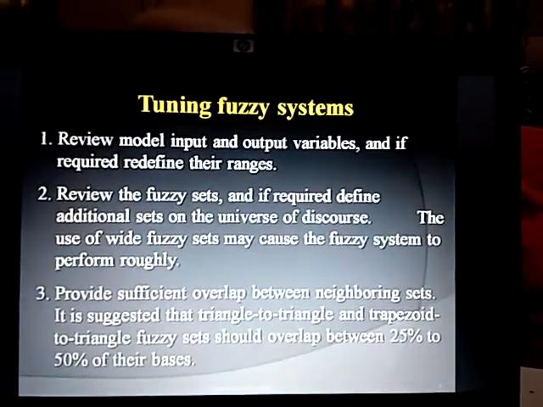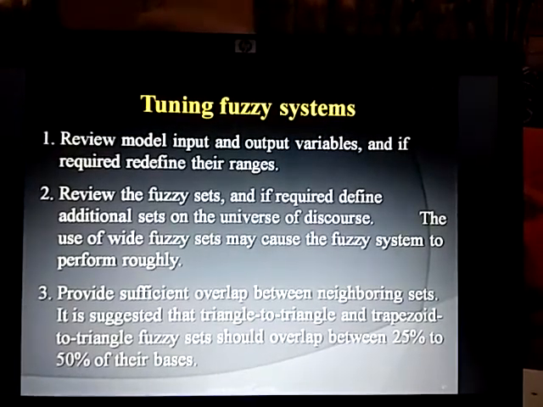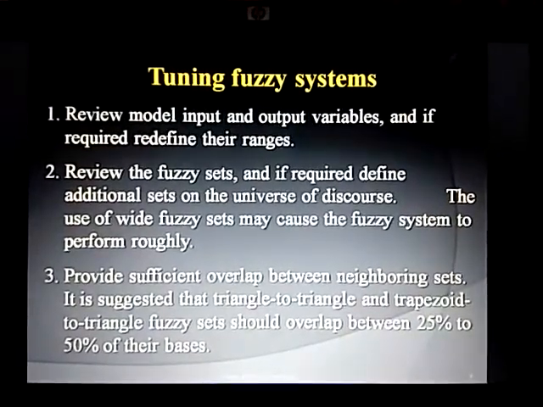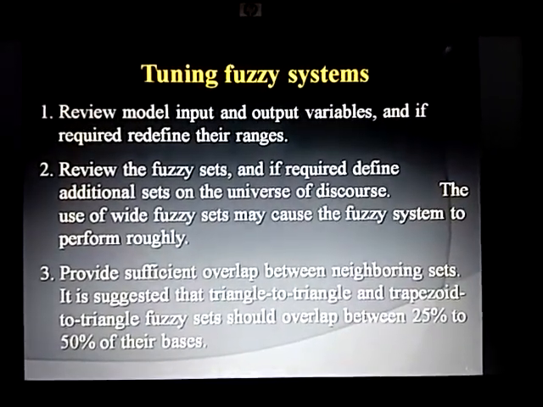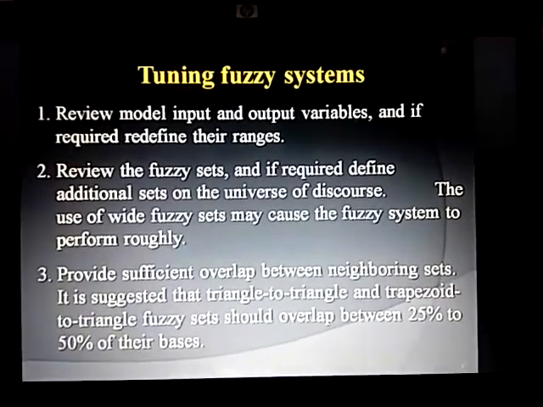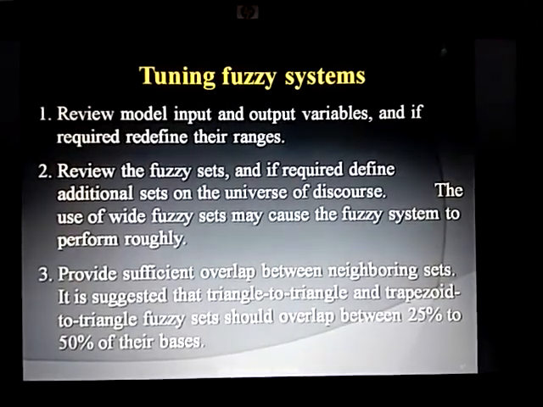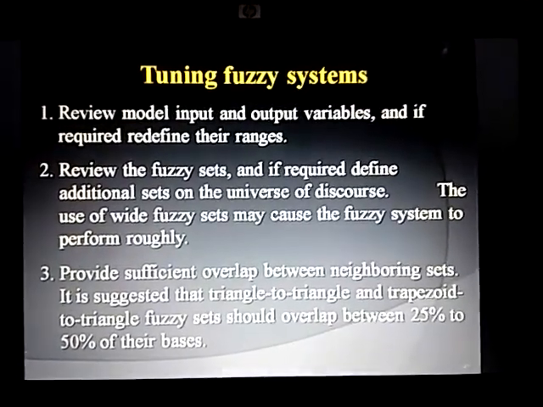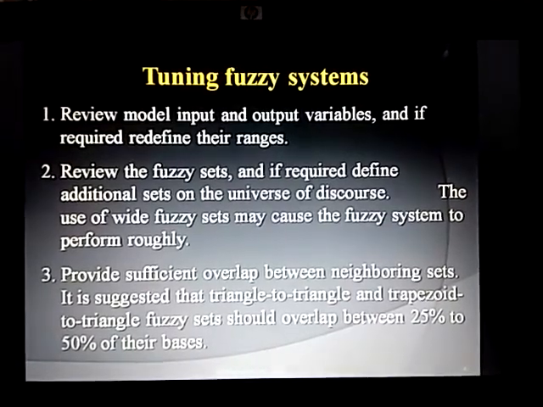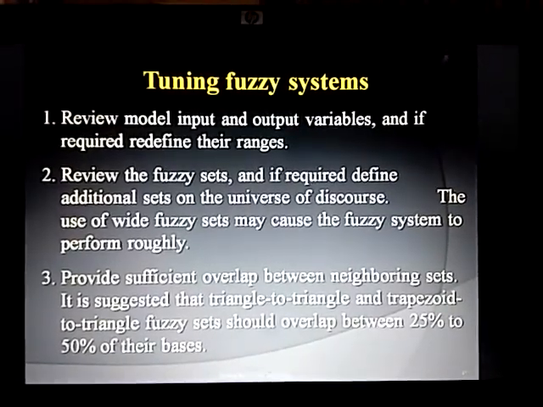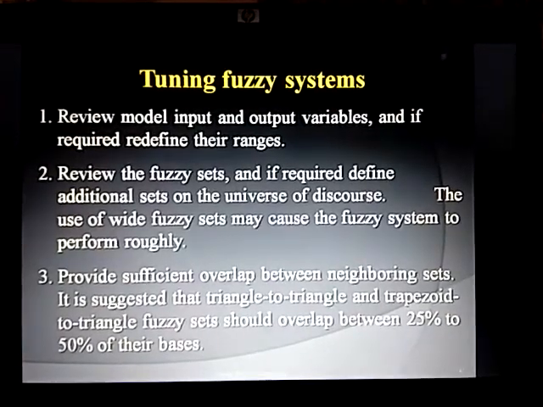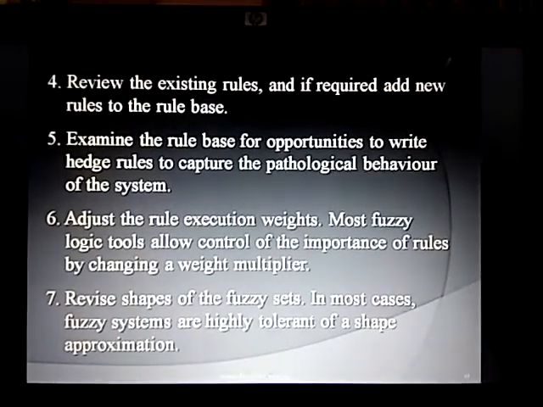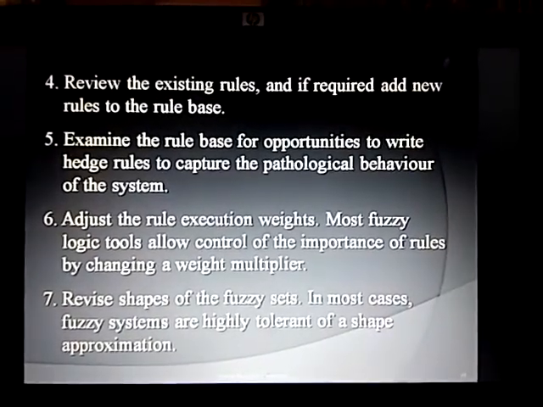And that is tuning the fuzzy system, that is, review model input and output variables. If required, define their range, review the fuzzy sets, and if required, define additional sets on the universe of discourse. The use of wide fuzzy sets may cause the fuzzy system to perform roughly, so provide a sufficient overlap between neighboring sets. It is suggested that triangle-to-triangle and trapezoid-to-triangle fuzzy sets should overlap between 20% to 50% of their bases. Review the existing rules, and if required, add new rules to the rule base.